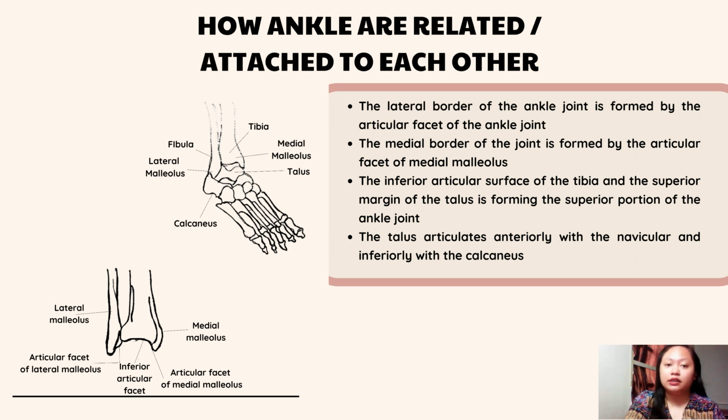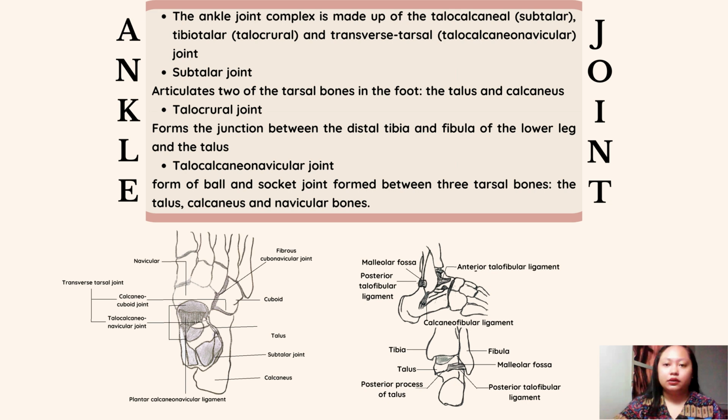Next, the inferior articular surface of the tibia and the superior margin of the talus form the superior portion of the ankle joint. The talus articulates anteriorly with the navicular and inferiorly with the calcaneus.